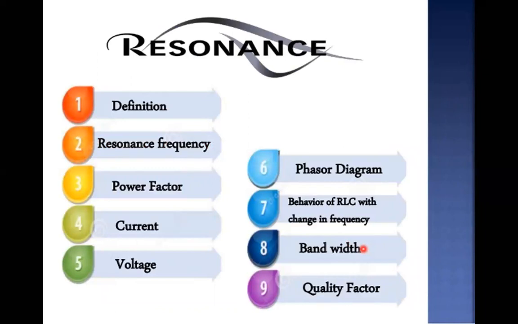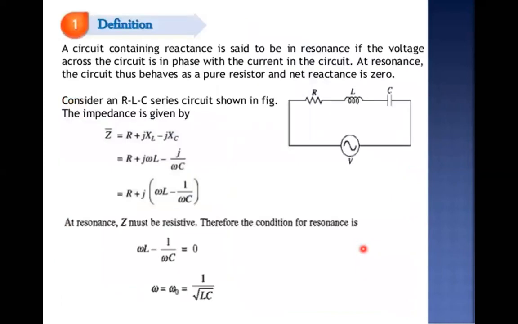Now when we are using an LCR circuit, resonance occurs. The topics we will be handling are the definition of resonance, resonance frequency, power factor, current, voltage, phasor diagram, behavior of RLC with change in frequency, bandwidth and quality factor. A circuit containing reactance is said to be in resonance if the voltage across the circuit is in phase with the current in the circuit. At resonance, the circuit thus behaves as a pure resistor and the net reactance is 0.